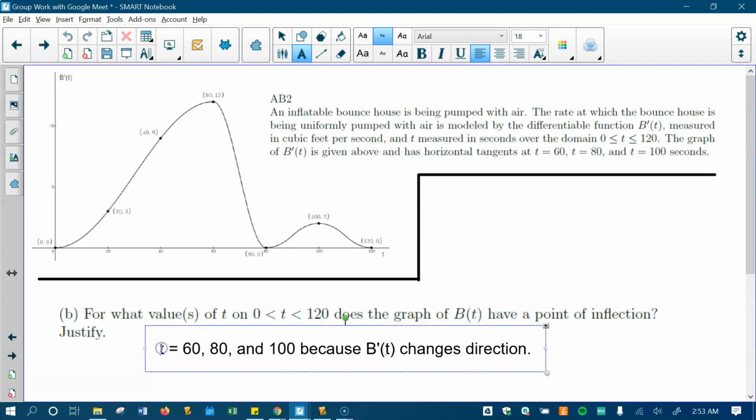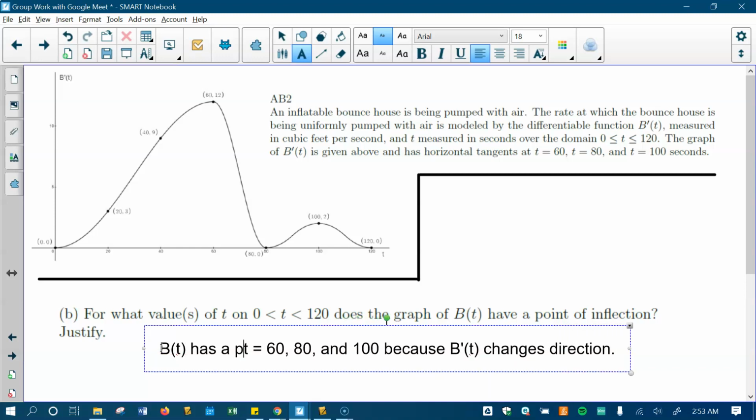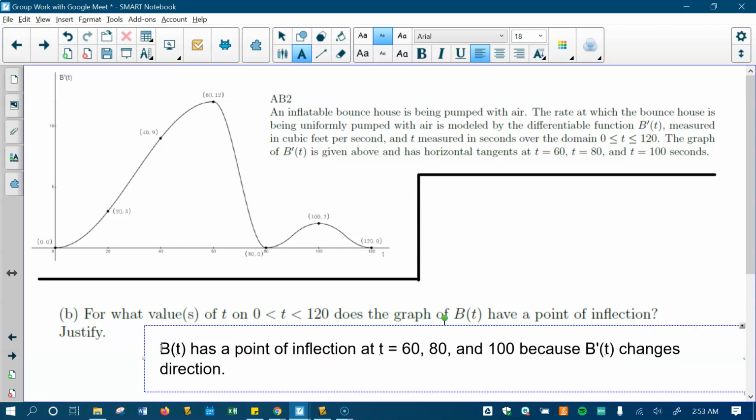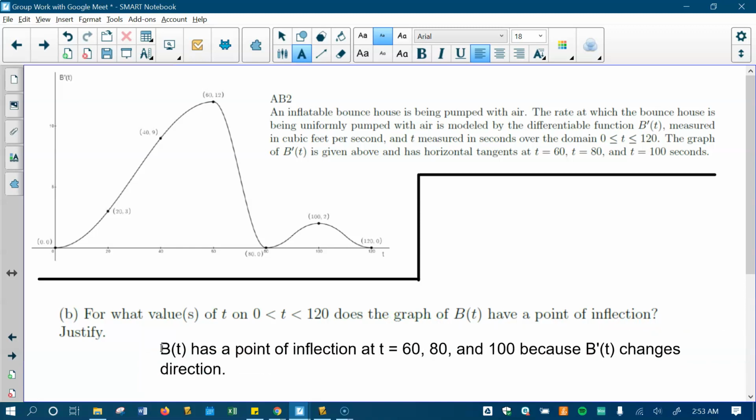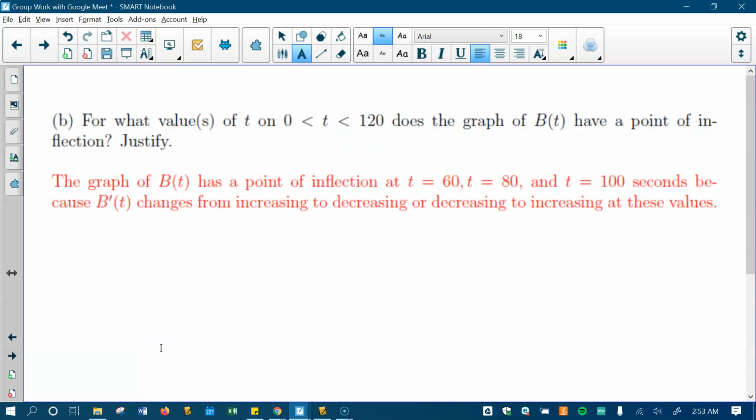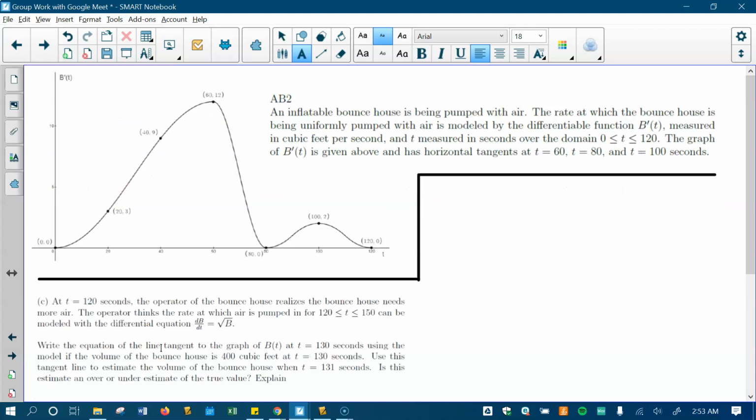And I can make this a more complete sentence. B of t has a point of inflection at t equals 60, 80, and 100 because b prime of t changes from increasing to decreasing, or decreasing to increasing, or you could just say changes direction. Either one would be fine. Okay, good. Let's go on to the third one. Oh, I like this question.